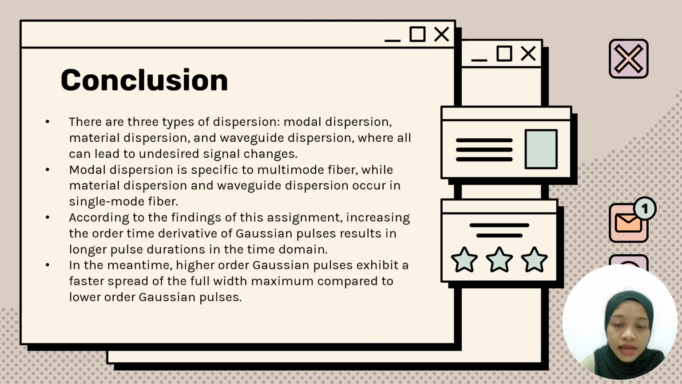According to the findings of this assignment, increasing the order time derivative of Gaussian pulses results in longer pulse duration in the time domain. In the meantime, higher order Gaussian pulses exhibit a faster spread of the full width half maximum compared to the lower order Gaussian pulse.